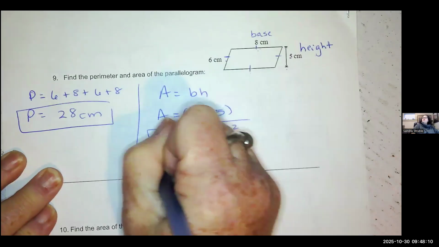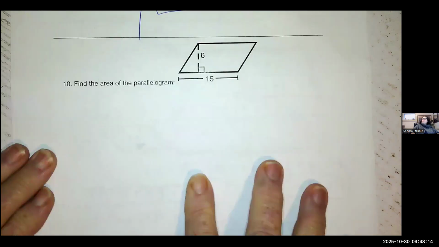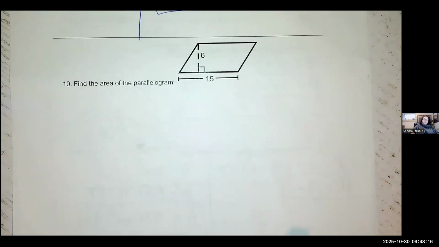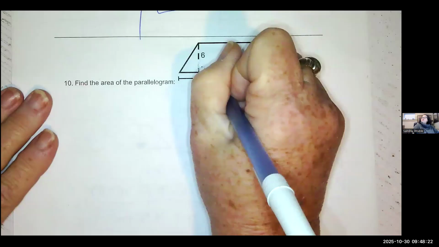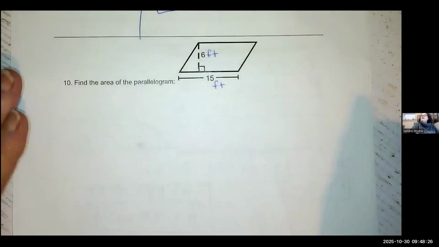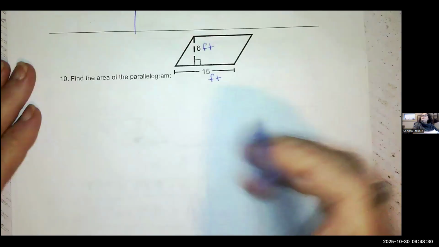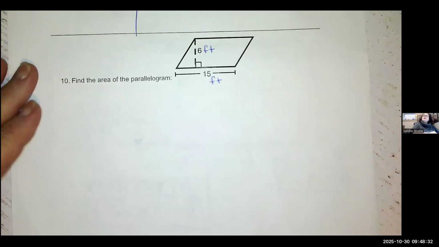Last one. It just wants us to find the area. They're giving us the base and they're giving us the height. Now, in class, I chose this to be feet. Someone asked me how I decided that. I just pulled it out of thin air, just because it wasn't given to me. And I want to make sure that you understand the units. So pause the video, attempt your area on your own, and then come back to see how you did.